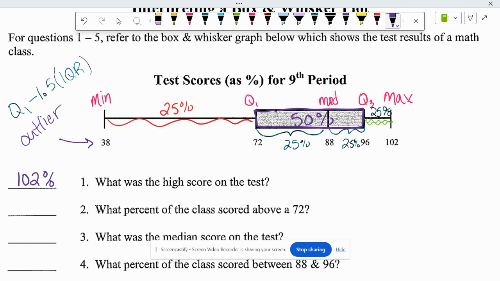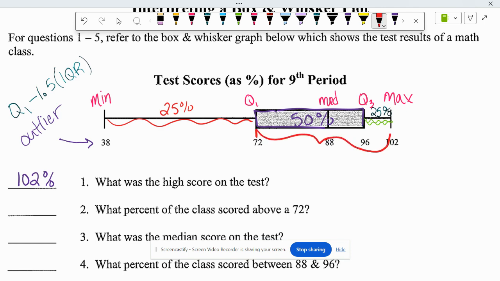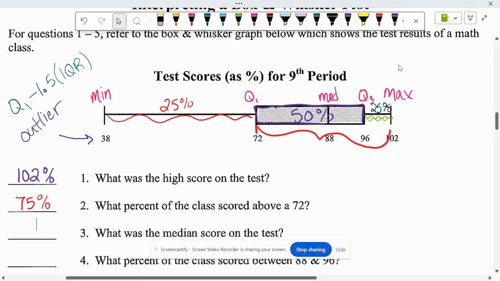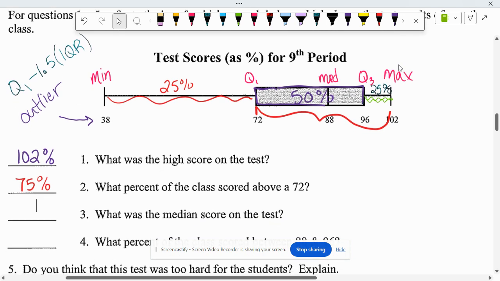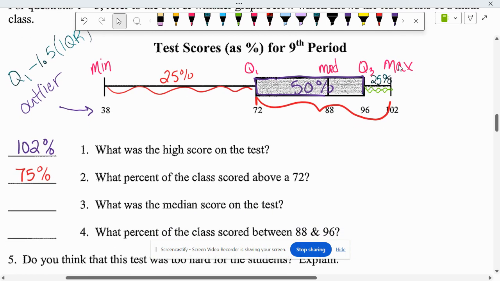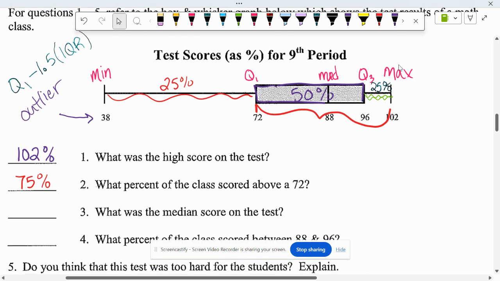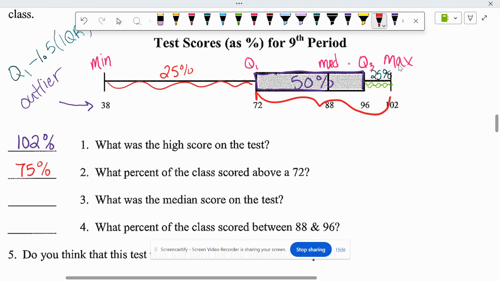What percent of the class, Bailey, what percent of the class scored above 72? So 72 is right here. How much data is represented here? 75%. Good job. So 75% of the class scored above a 72. What was the median score on the test, Ashton? What was the median score? 88%. Good job.